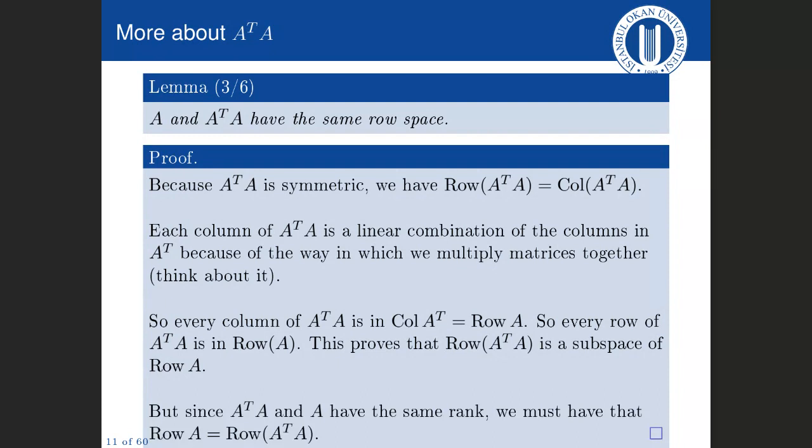We haven't quite proved that they're equal yet. But wait a minute, they have the same rank. That means the row spaces have the same dimension. If a vector space is a subspace of another vector space, but they have the same dimension, they must be equal. So this proves that the row space of A is the same as the row space of A transpose A.